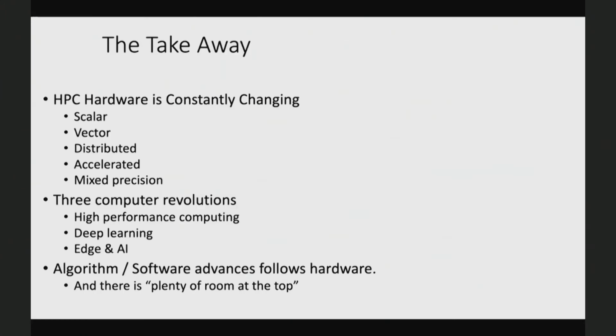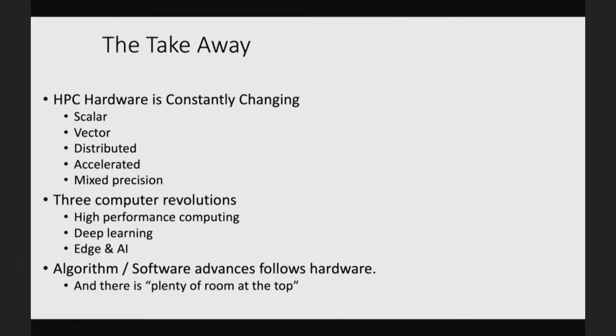Okay, so I'm going to conclude here. The takeaway is the hardware is constantly changing, going from scalar to vector to distributed to accelerated to mixed precision perhaps. We've had 3 computer revolutions that have taken place. One is in high performance computing, driving scientific problem solving. We also have deep learning, and we have edge computing. I think Pete gave a talk the other day about edge-based computing. All of those have enhanced our ability to solve problems.